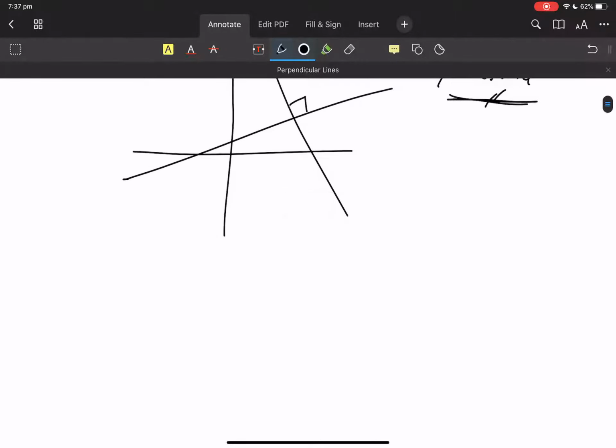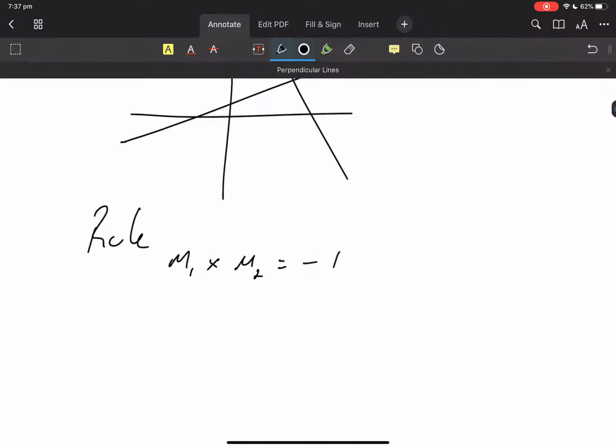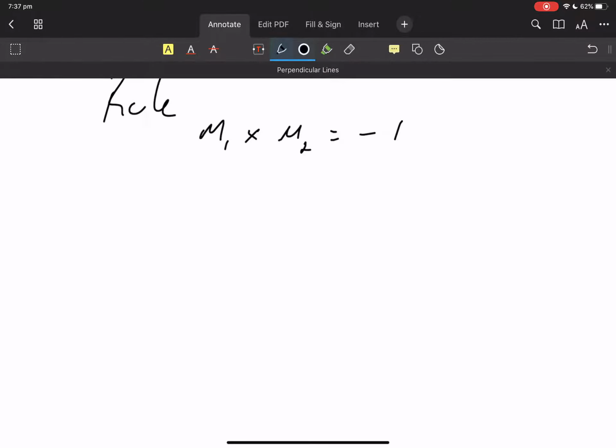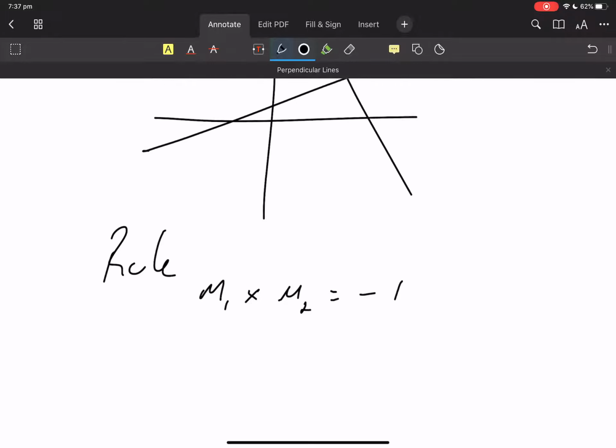So the special thing there is the slope of the first one multiplied by the slope of the second one is -1. So that's your rule. There's a pattern there. Let's just say the first line has a slope of 2. The slope that's perpendicular to it is -1/2. If it's 4, it's -1/4. If it's 7, it's -1/7, because when I multiply those two together, I get -1.